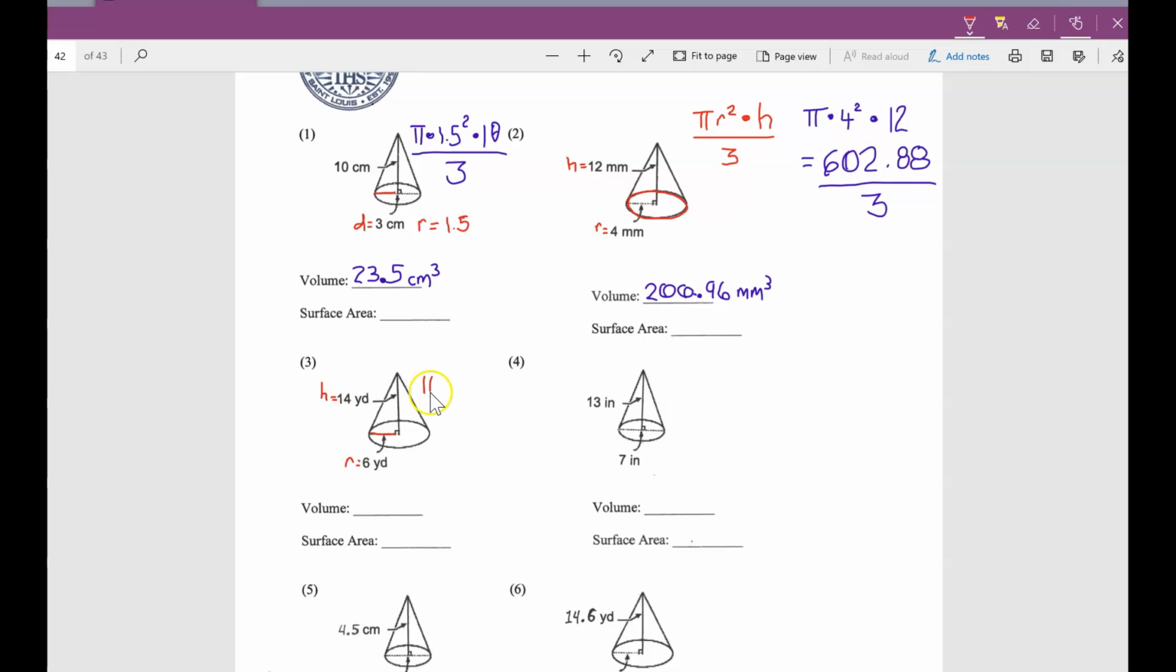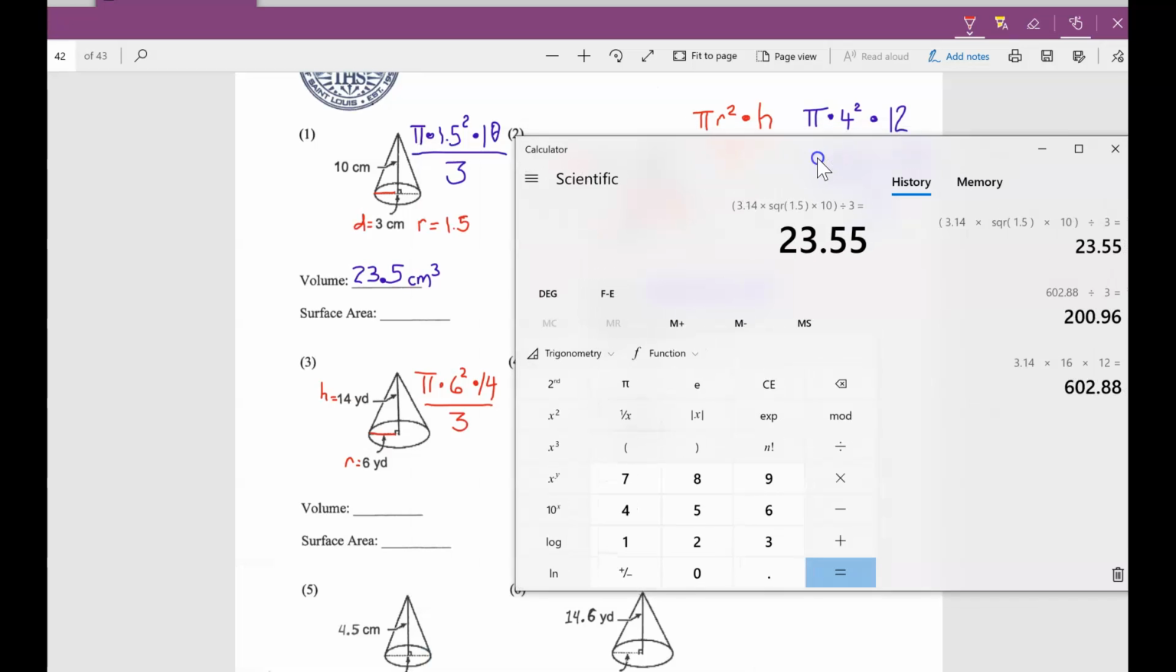So let's plug that into our formula. We're going to do pi times 6 squared, because 6 is the radius, and our height is 14. If we were dealing with a cylinder, that would be the end of our formula, but we're not. We're dealing with a cone, and a cone is always 1/3 the volume of a cylinder, so we divide by 3.